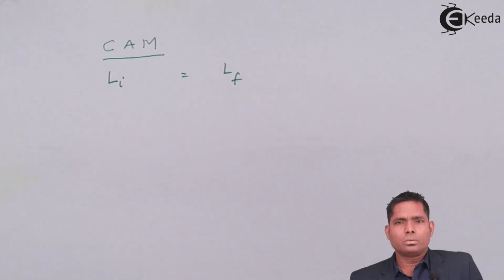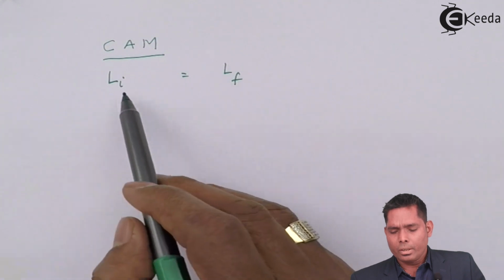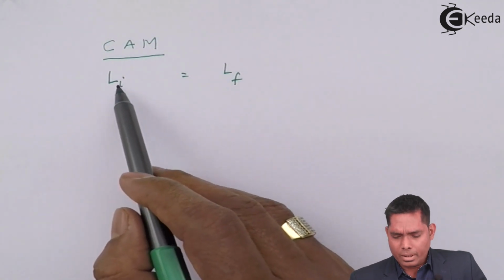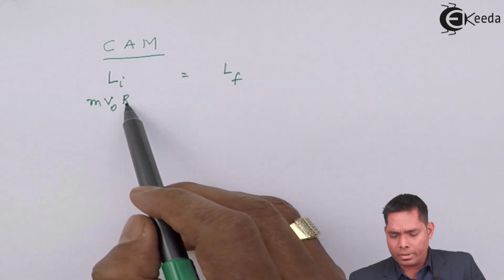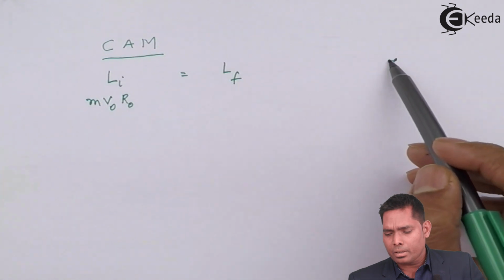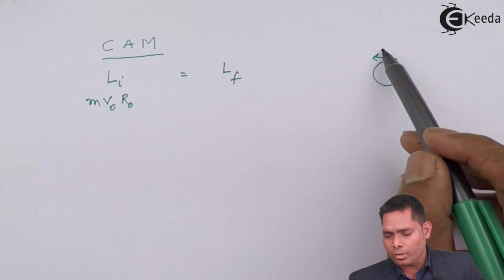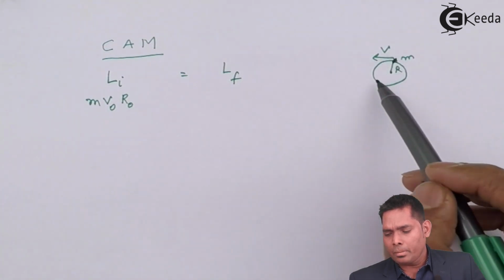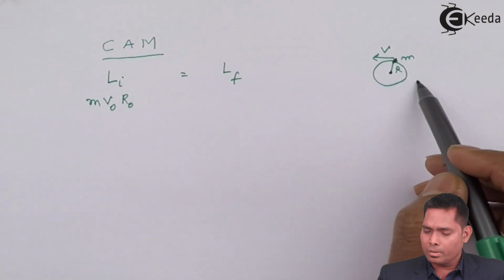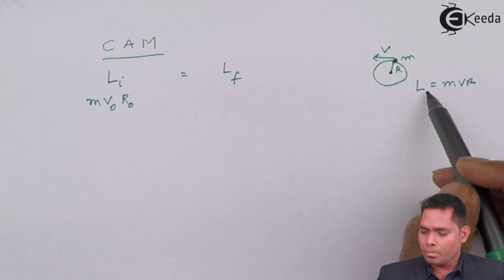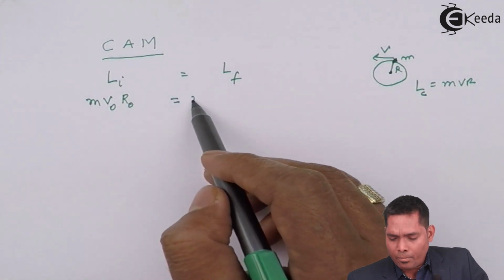So Li is Lf. Initial angular momentum is m v naught r naught, speed was v naught and r naught was the radius, because we know that for a particle in a circle of radius r, moving with velocity v, mass m, the angular momentum about the center is always mvr. So this is the formula. Here it is m v naught r naught. That must match with mv.